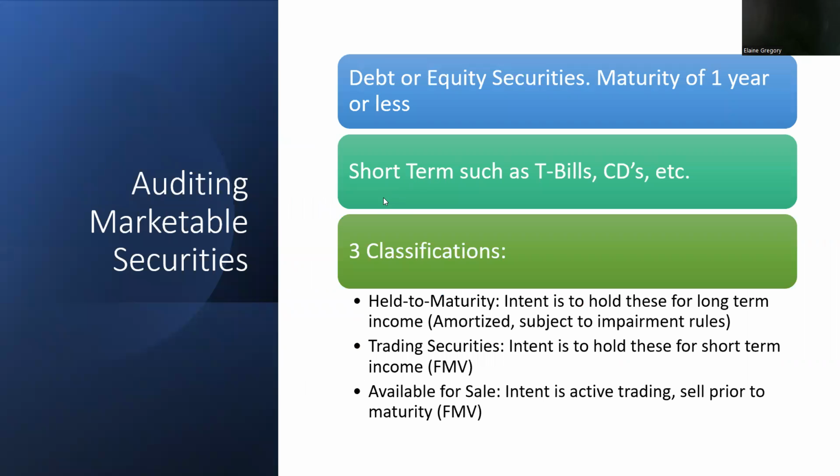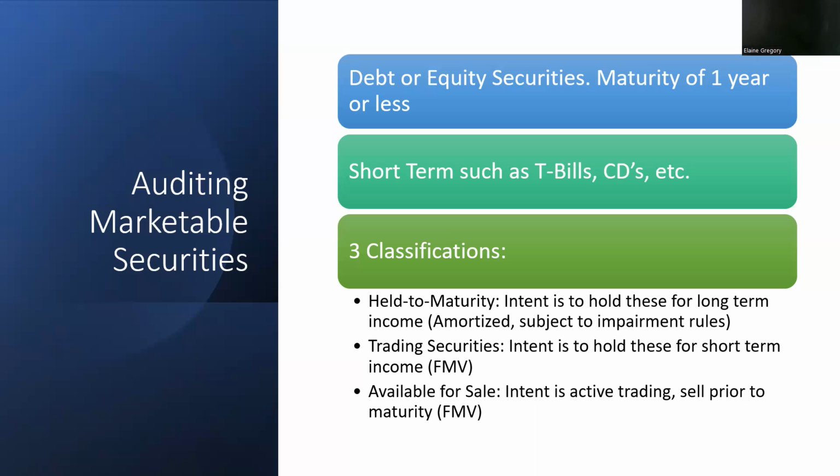Let's shift over to the cash portion of marketable securities. Marketable securities are any debt or equity securities with a maturity of 1 year or less. We could have T-bills, CDs, and when presenting and disclosing them in the financial statements, we classify them under 3 different titles. The first one is held to maturity. The intent of management is to hold these for long-term income. We would amortize them, and held to maturity securities are subject to those impairment rules. So you have to brush up on the impairment rules.